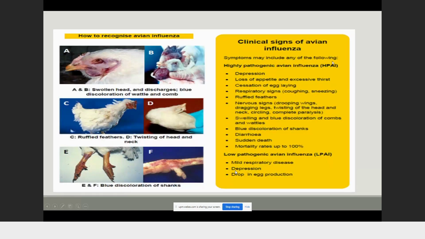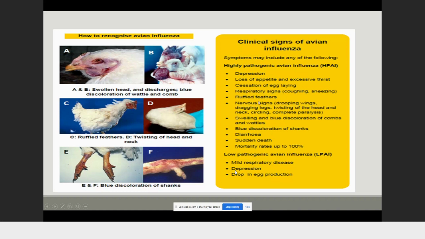Okay, so clinical signs of avian influenza. In highly pathogenic avian influenza, you will see signs of depression, loss of appetite, and excessive thirst, cessation in egg laying. You will see also coughing and sneezing, indicative of respiratory signs, ruffled feathers. Okay, this is quite general, ruffled feathers. Any infection will lead to ruffled feathers. This is normally secondary due to dehydration.